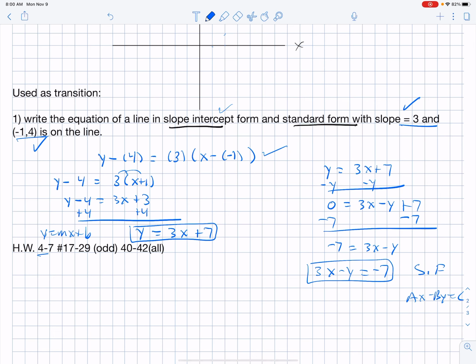So you guys are going to do 4, 7, 17 through 29, odd, and 40 through 42 all.